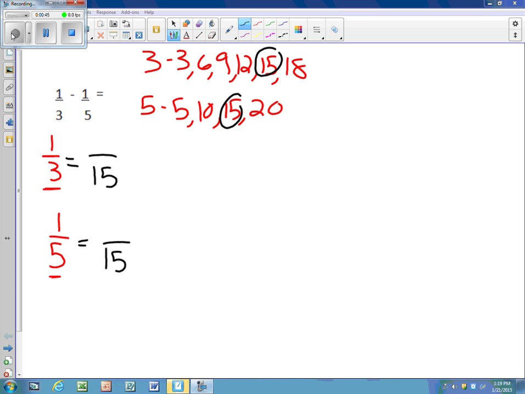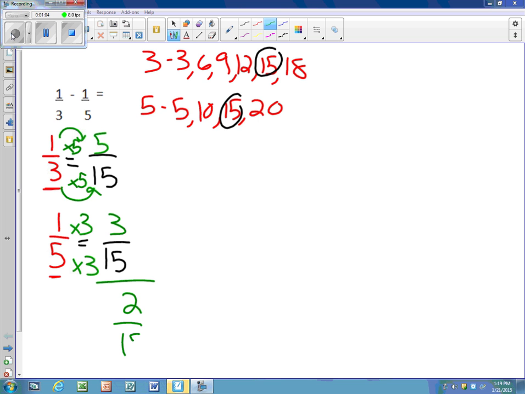In order to figure out the numerator, I ask myself, what did I do to this 3 to get to 15? I multiplied it by 5. So I have to do the same up here, which gets me to 5. And over here it's times 3, so this is times 3. So now I'm doing 5/15 minus 3/15, and I end up with 2/15.